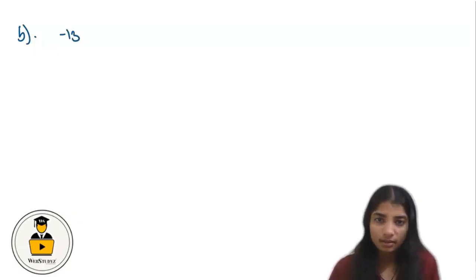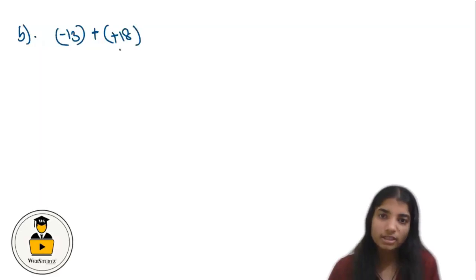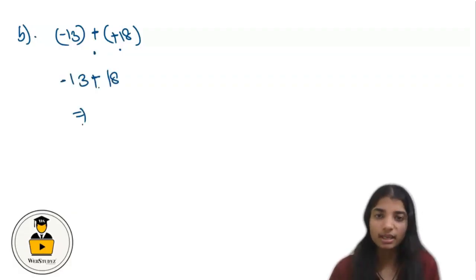Now let's move to the next part. In the part B, we are given minus 13 plus of 18. So as we just discussed above, plus becomes equals to plus. So this from here is equals to minus 13 plus 18. So when we subtract 13 from 18, we get the value as 5. So this 5 is the answer to the second part of this question. So 5 is the answer.